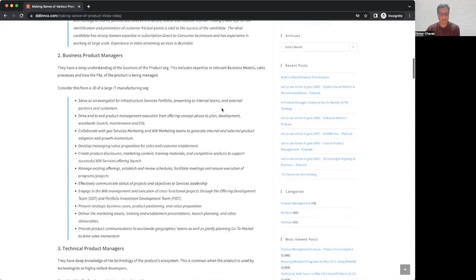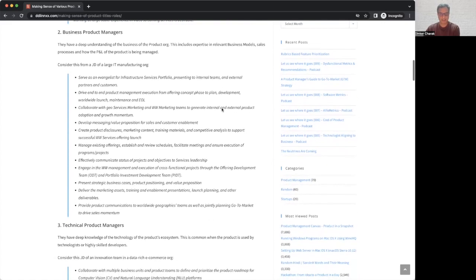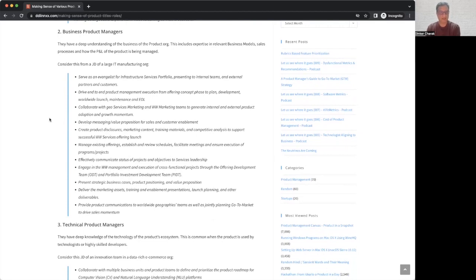The other one is business product managers. These are the folks who are very good at the business model of that product. I hope the nuance of the domain of the product and the business model of the product is clear. Domain is the area of the industry that this product addresses, and the business model is how the product is being built, what the sales processes around it are, and how the P&L of that product is being managed.